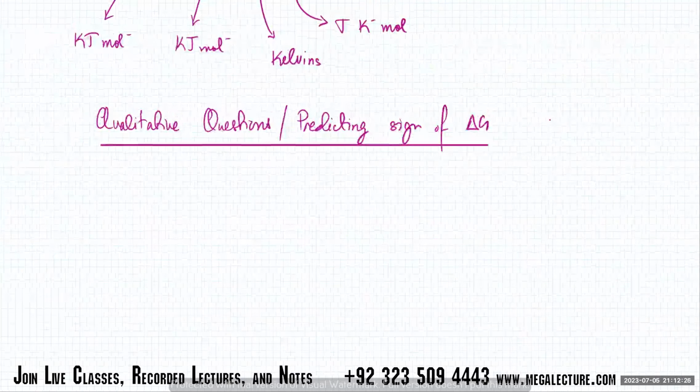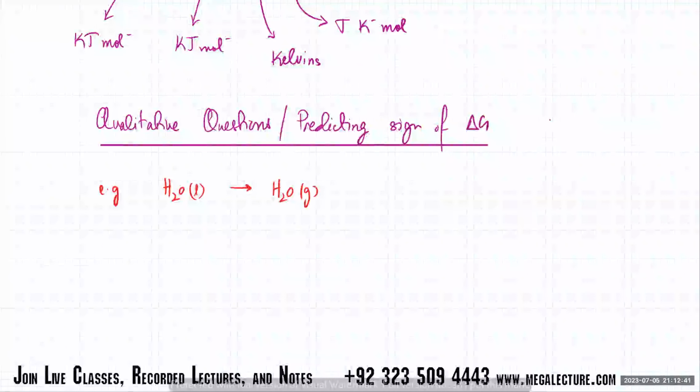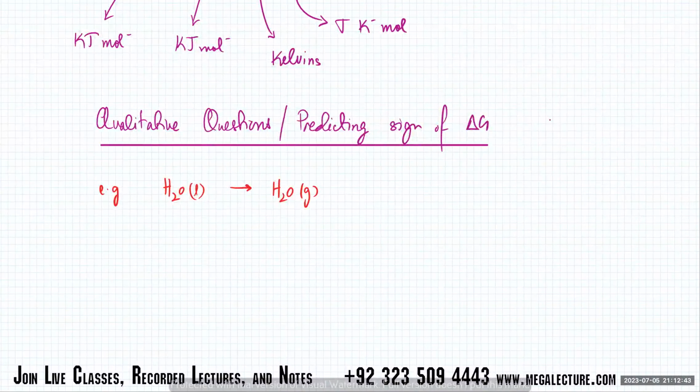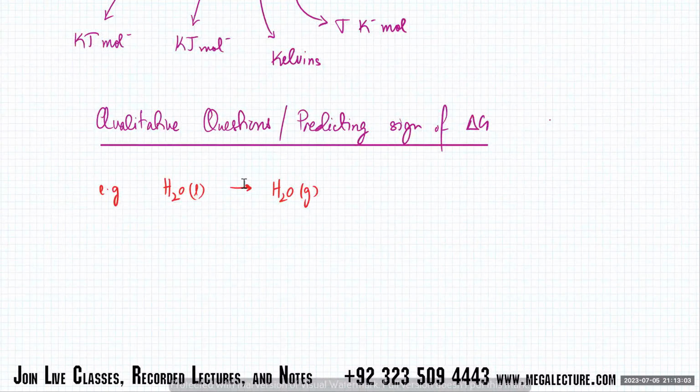So for example, example number one, water liquid turning into water gas. In this example, I want to figure out when this reaction is feasible. Higher temperature or lower temperature? Now, this is an obvious reaction. We know it's feasible at higher temperatures. We know that it's feasible at 100 degrees centigrade and above. It doesn't work below 100, or it becomes very unfeasible below 100. Below zero, it's going to be impossible to happen.